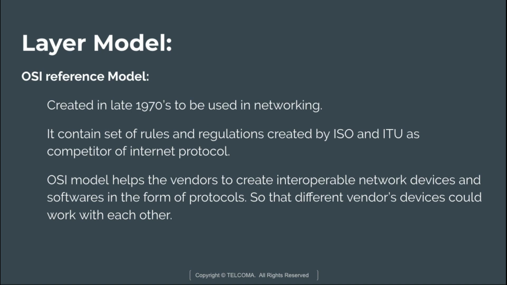The OSI model helps vendors create interoperable network devices and software in the form of protocols so that different vendor devices can work with each other. Now the question arises, why do we need this OSI model? We need it to make communication possible between two devices manufactured by different vendors, and it is also used to implement rules and regulations which are used by every device in the network while communicating. So overall, the OSI model makes communication flexible. Now let's discuss its layers.